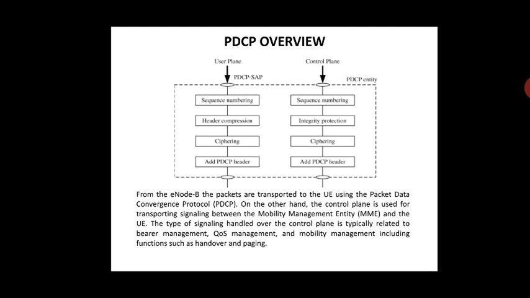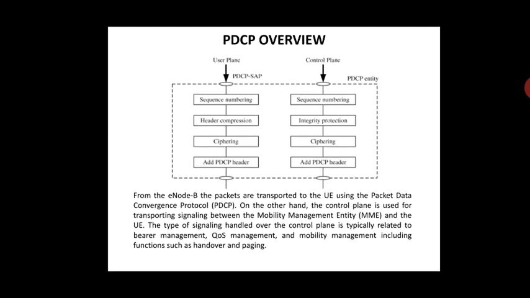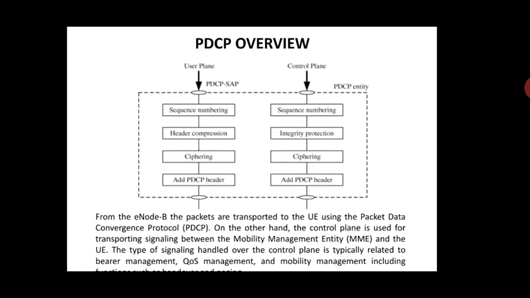It is a packetized transmission between the user equipment and your E node B, that is the nearby base station. We call it PDCP. Since it is signaling between the mobility management and the UE, that type of signaling can be handled over the control plane. This is the architecture view, in which the PDCP overview has been given here. I hope you can see, it is associated with the control plane and user plane.